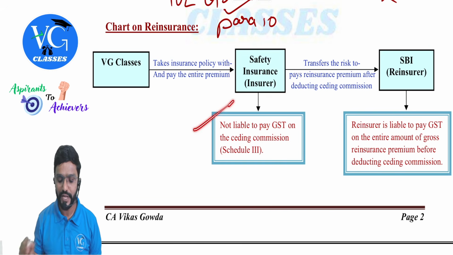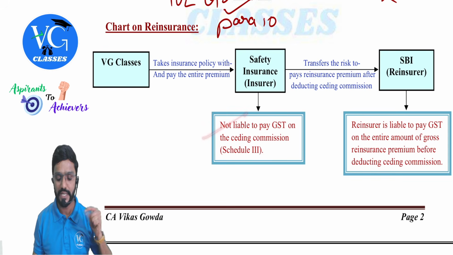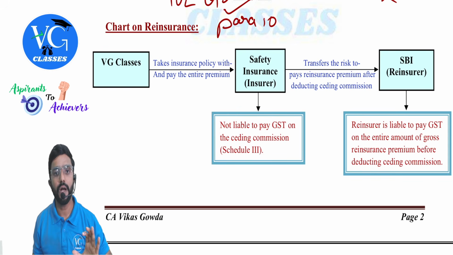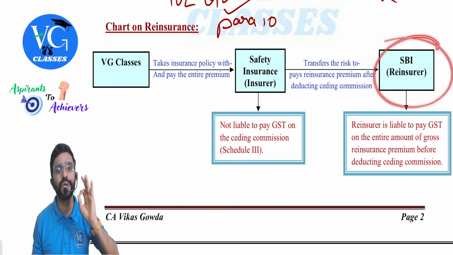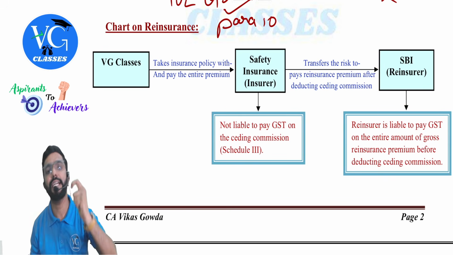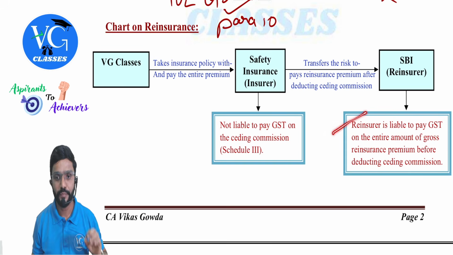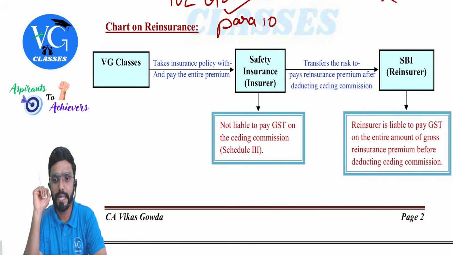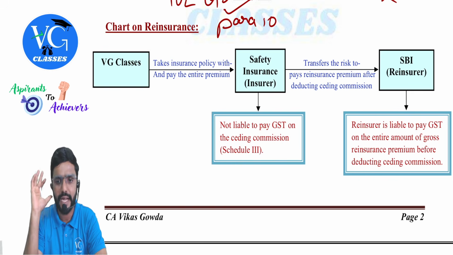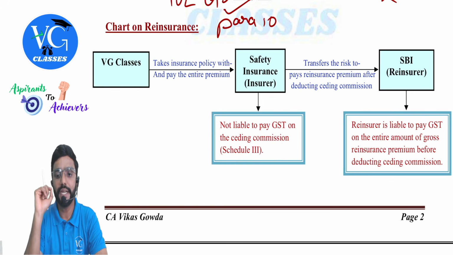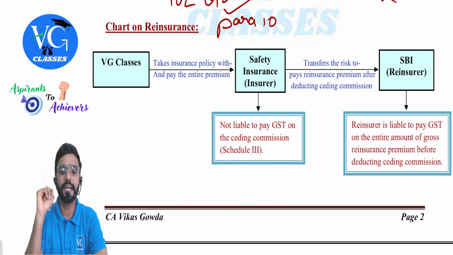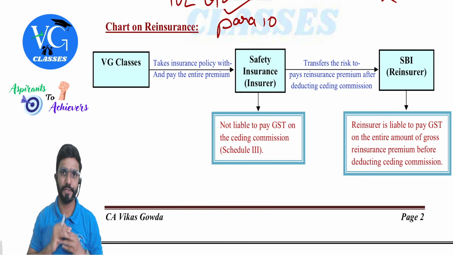So you can see, the insurer is not liable to pay GST on the ceding commission because they're asking the reinsurer to pay the GST on the entire amount, guys. On the entire amount, you can observe here. The reinsurer, who is SBI in my case, is liable to pay GST on the entire amount of gross reinsurance premium before deducting ceding commission, guys.